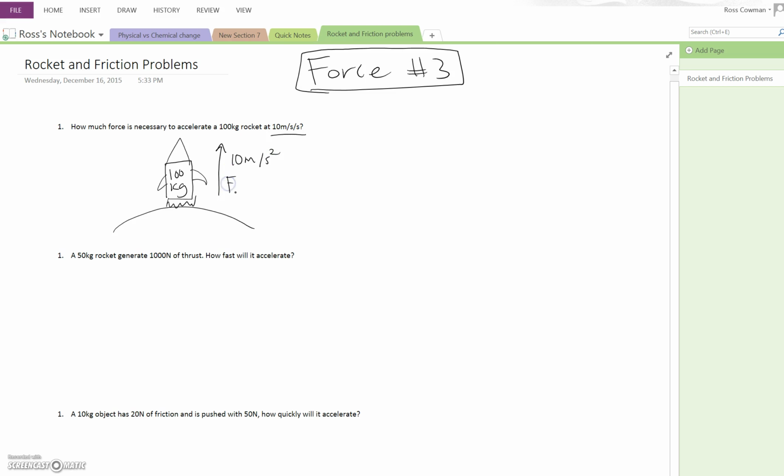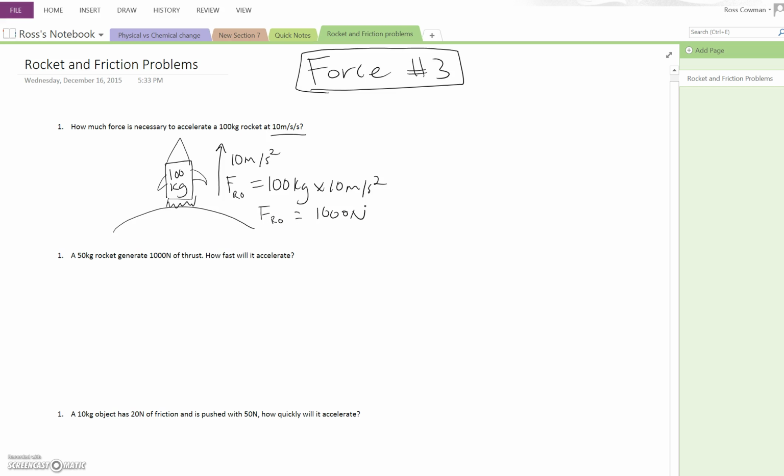I'm going to label that F_RO, force of rocket. That's just an abbreviation I made up for force of rocket. So force of rocket will be 100 kilograms times 10 meters per second squared. That would be, just in order to accelerate this rocket, how much force we would need. So F_RO is going to equal 1,000 newtons.